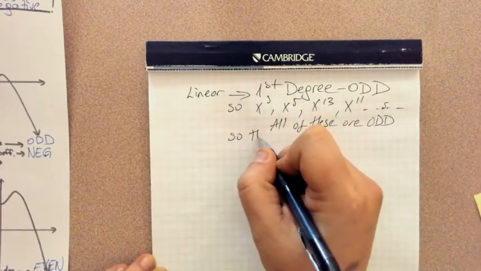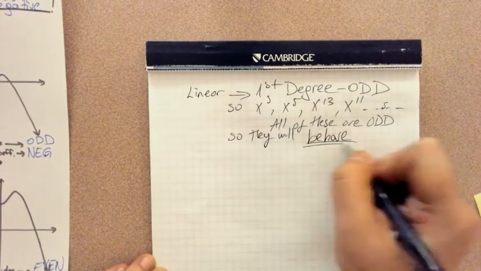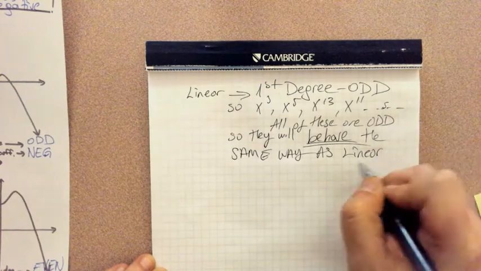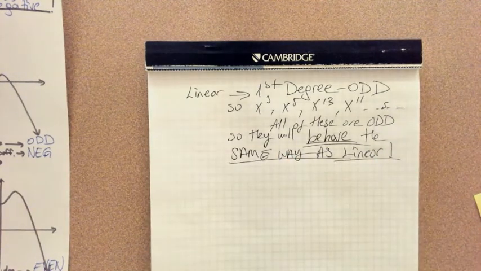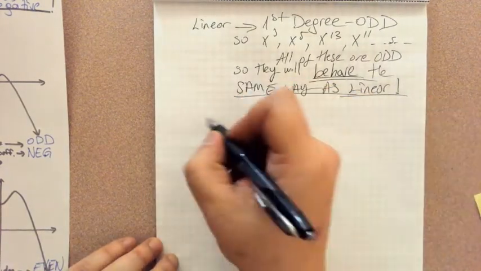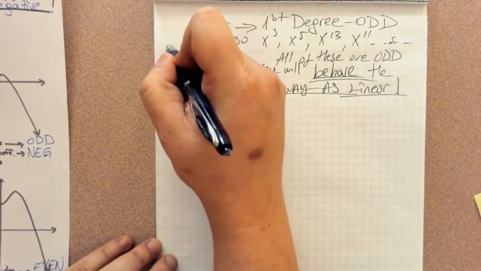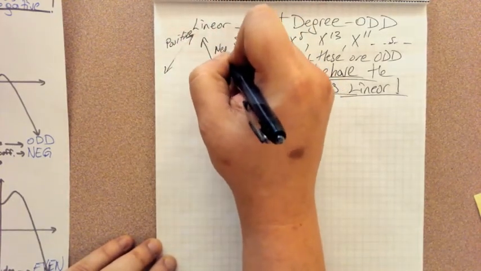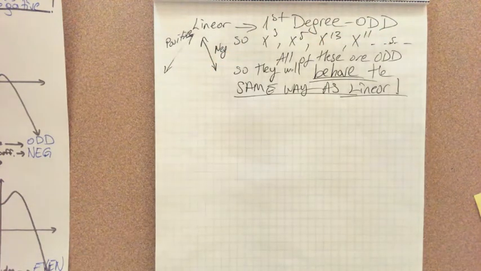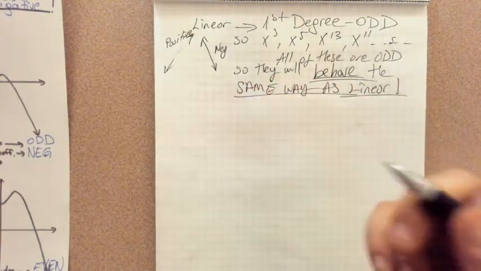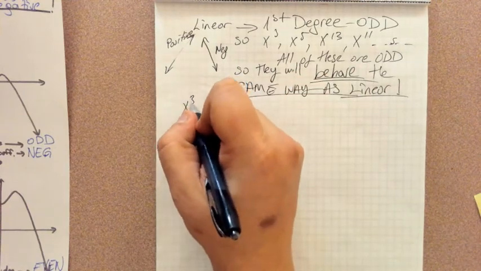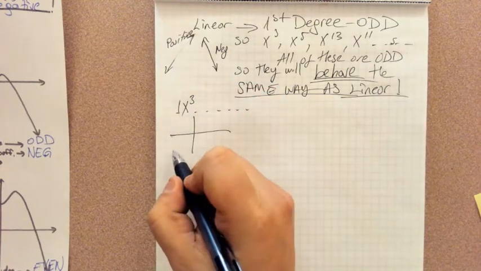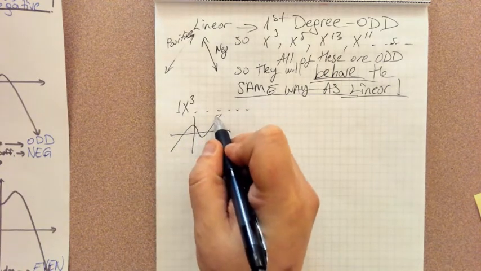So they will behave the same way as linear. Okay? For linear, if it goes this way, it means positive, and if it goes this way, it's negative. It's the same exact way for, let's say, an x to the third kind of function. Well, it's positive and it's odd, so it's going to start from here and make something like this.